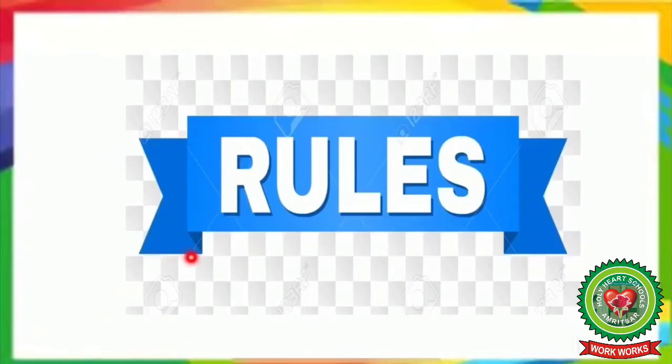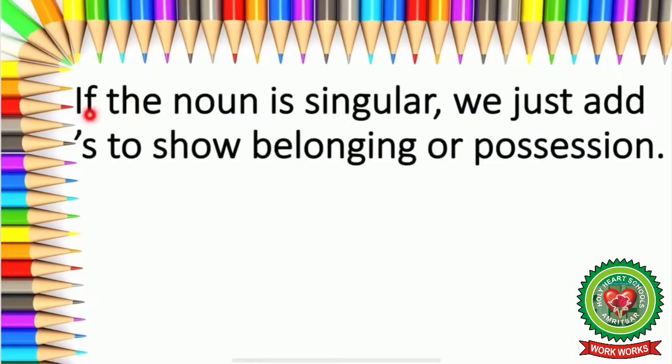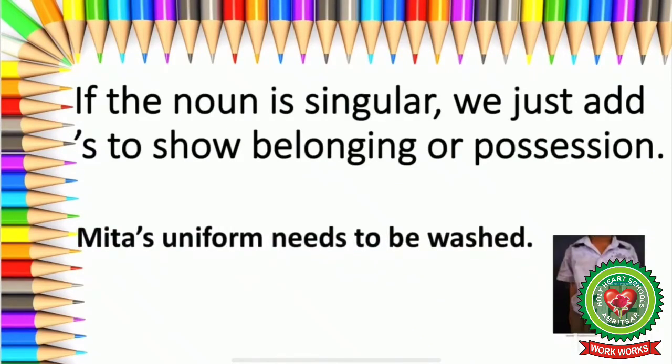Now students, let's discuss some rules for using apostrophe in a sentence. Now look at the first rule. If the noun is singular, we just add apostrophe s to show belonging or possession. Look at the sentence: Meeta's uniform needs to be washed. Here we are talking about Meeta. Meeta is a singular noun, so with a singular noun we will add apostrophe s, and uniform shows possession towards Meeta.